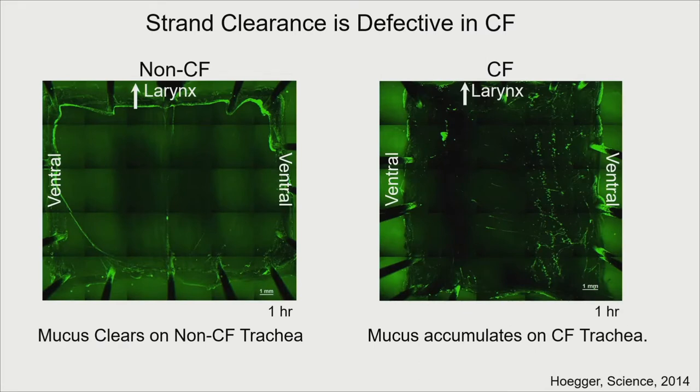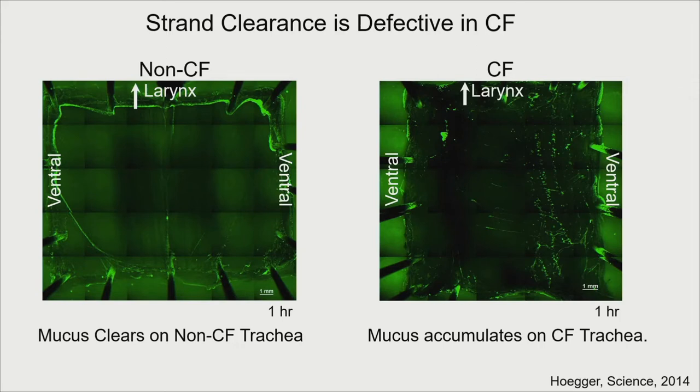However, in CF pigs, that strand clearance and movement is different. So here, Mark Hoger has taken excised tracheas from either a non-CF pig newborn, shown here on the left, or a CF pig newborn, shown on the right. He's pinned them out and submerged them in a bath, now with green fluorescent beads. And what you're going to see is the mucus moving.